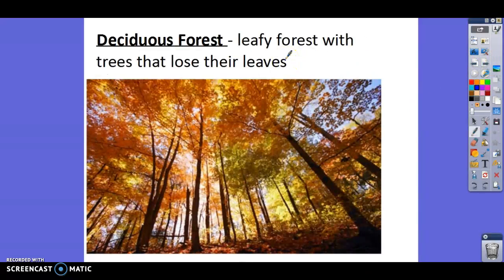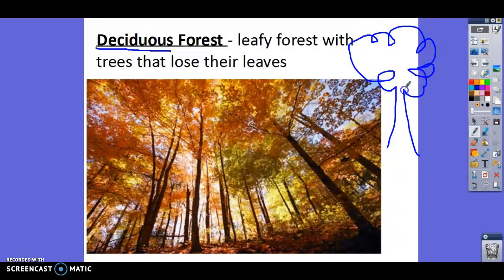So the other type of forest, we actually have three types of forest, but another type of forest we have here is deciduous. And we said there are coniferous trees. There are two different types of trees found in the world, coniferous and deciduous. Coniferous are pine trees, like we just said. Deciduous are leafy trees. They're like the regular trees that you guys draw like this, right?